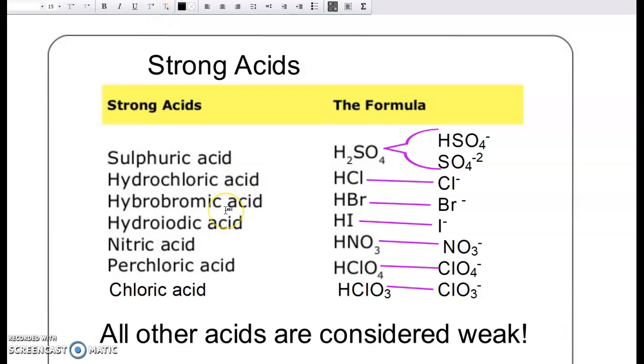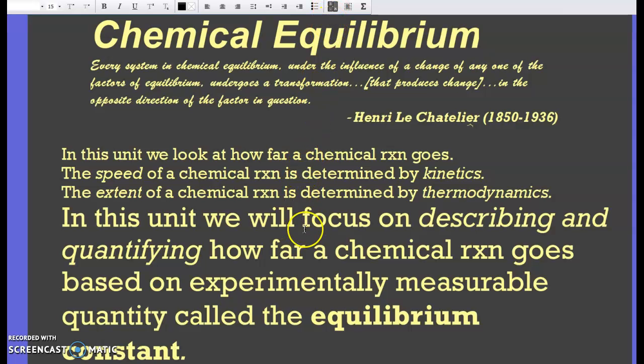Before I get into this too much, I just wanted to cover something from a previous chapter that we have not gotten to yet. And what that is, is this concept of equilibrium. If you'd like to learn more about this, it's in the chapter previous to the acid and base chapter that we're doing now.